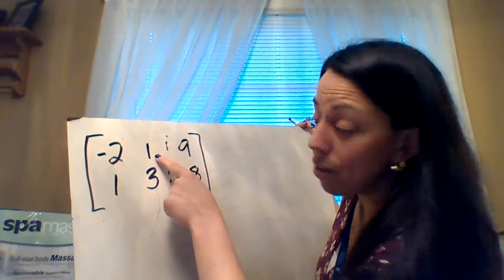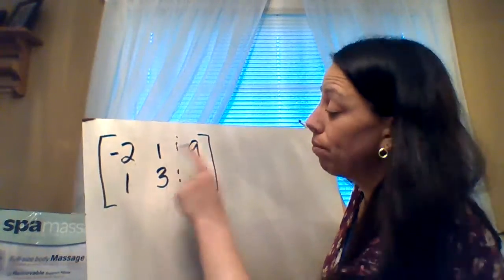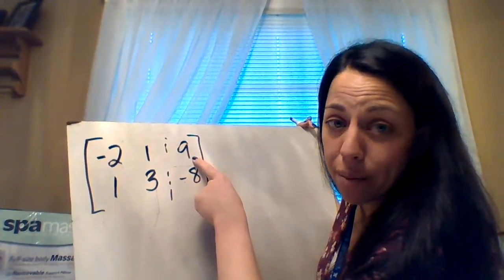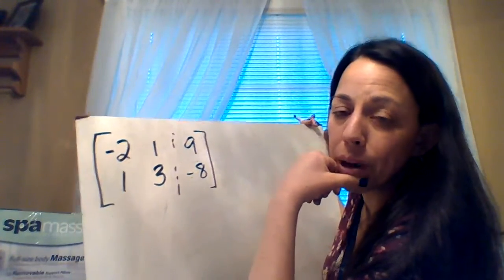-1/2 times 1 would give me -1/2. I'd have a fraction in my matrix, but it would be okay. -1/2 times 9, -9/2. I'd have a fraction. It's okay. We'd be able to work through it.